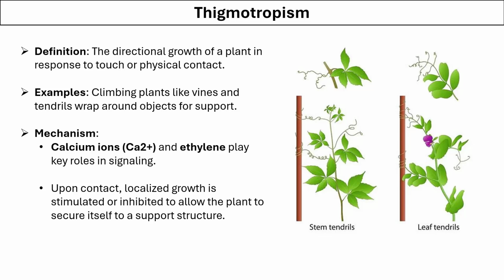Thigmotropism is the directional growth of a plant in response to touch and physical contact. Examples of thigmotropism are climbing plants like vines and tendrils, which wrap around objects to obtain support. What is the mechanism of thigmotropism? Calcium ions and ethylene play an important role in signaling the promotion of cell growth in response to the presence of these supports. Upon contact with such supports, local growth is stimulated or inhibited to allow the plant to secure itself around the support.